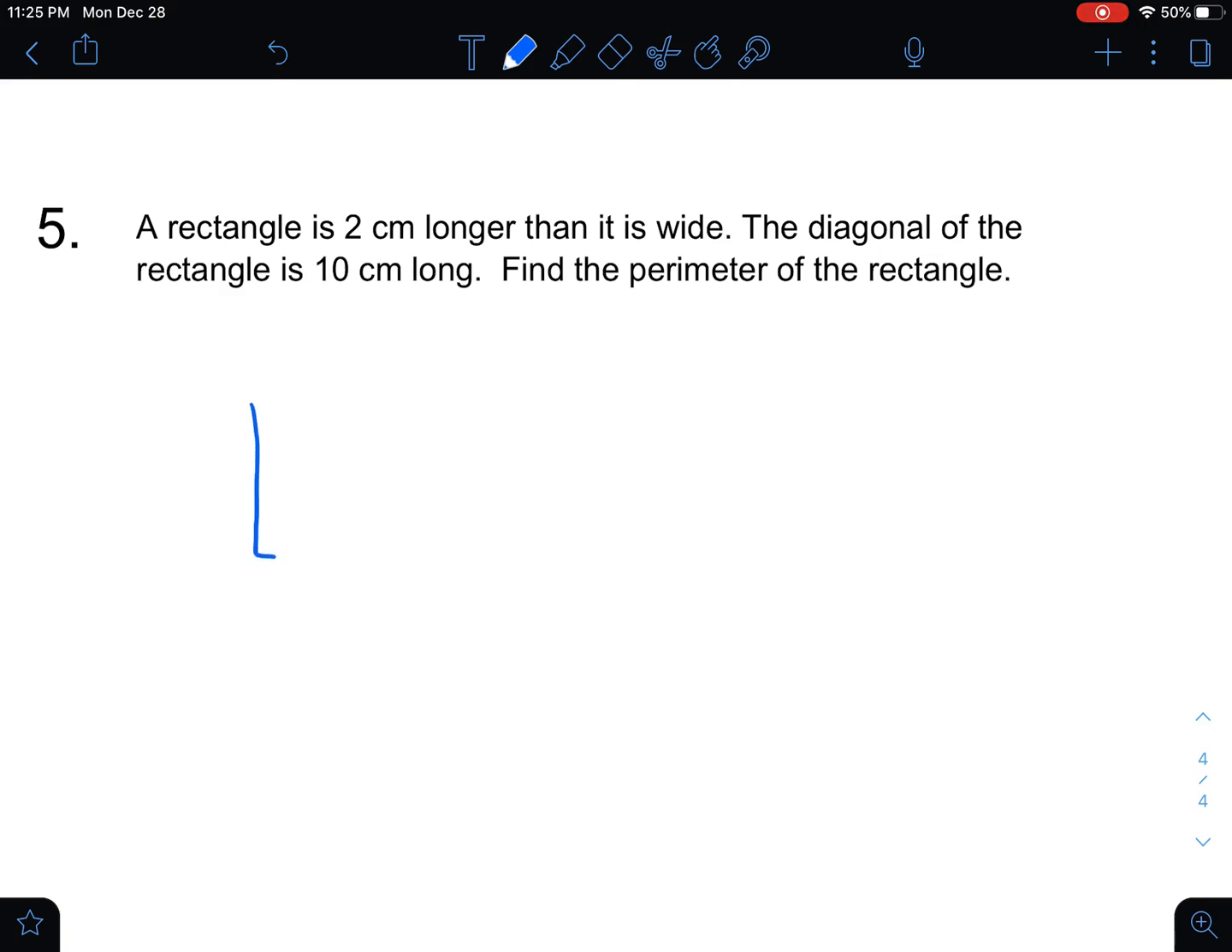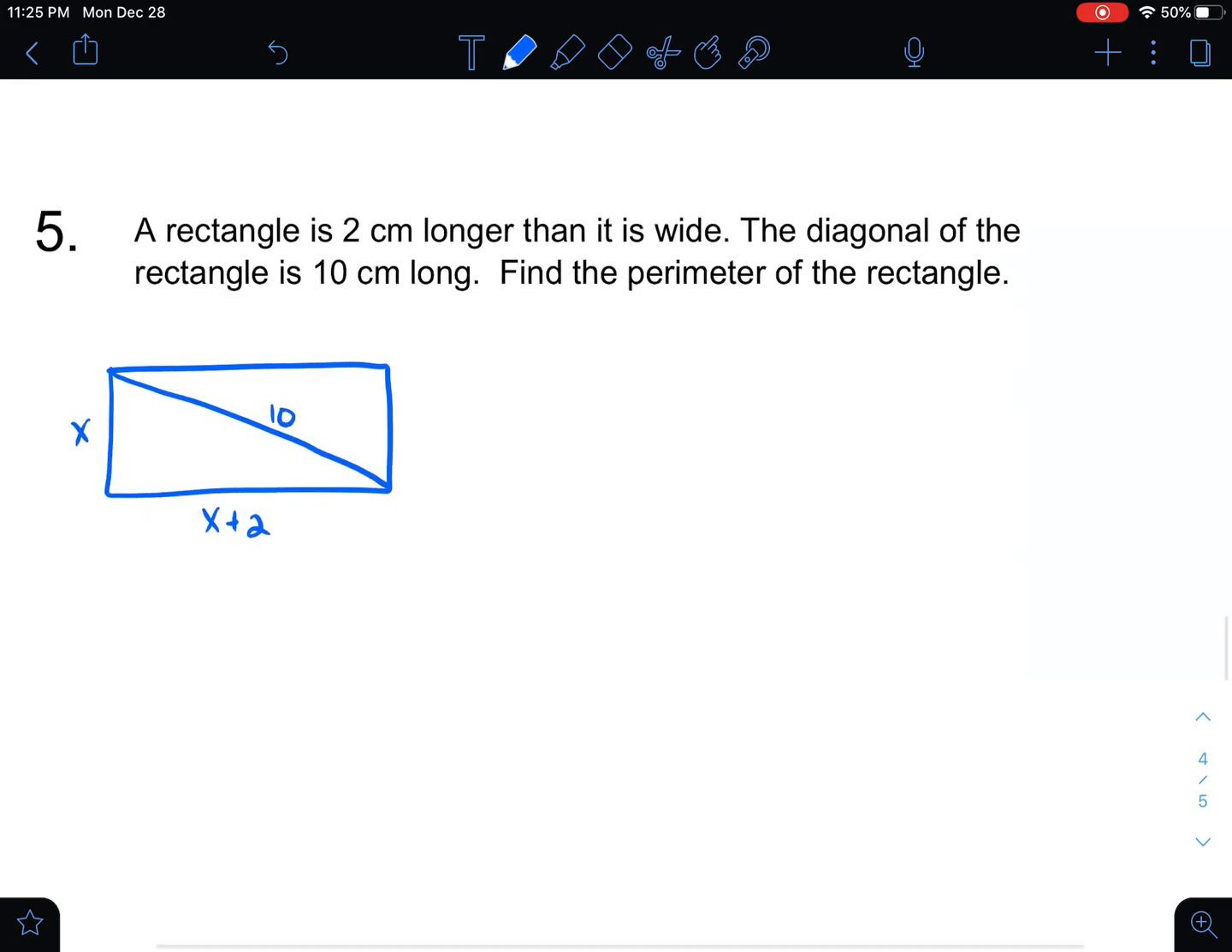A rectangle is 2 centimeters longer than it is wide. The diagonal of the rectangle is 10 centimeters long. Find the perimeter of the rectangle. I'm going to start by drawing a picture off to the side. So here's the diagonal of my rectangle. Could be either diagonal, they're congruent. So if I make this x, we can make this x plus 2, and I know the diagonal is 10.